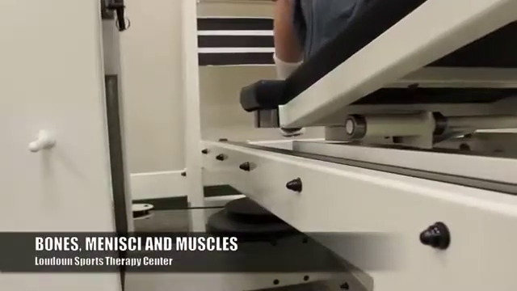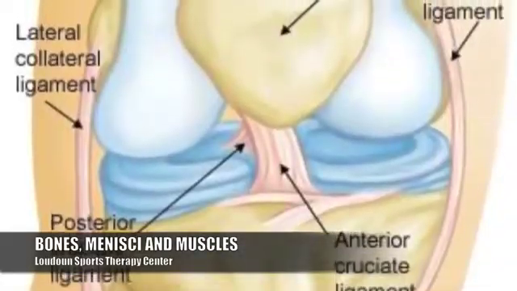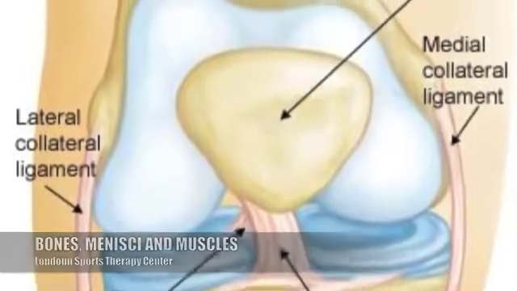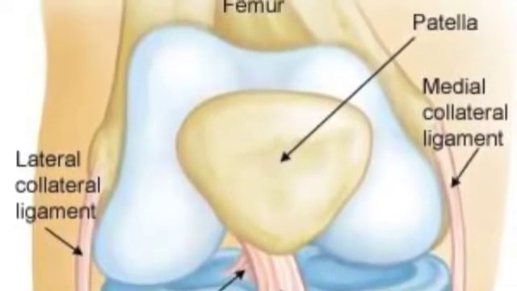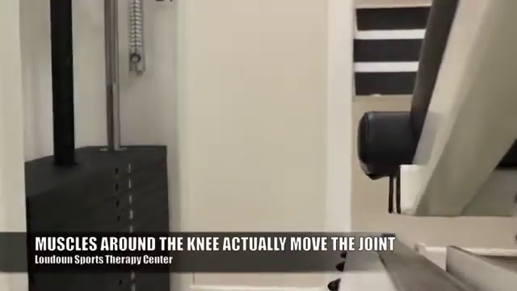Supporting those bones and holding them together to form the joint are supportive structures, which are the menisci, the ACL, the PCL, the MCL, and the LCL. Those all play supportive roles. They're made up of cartilage and connective tissue. And then there are the muscles around the joint, which actually move the joint.